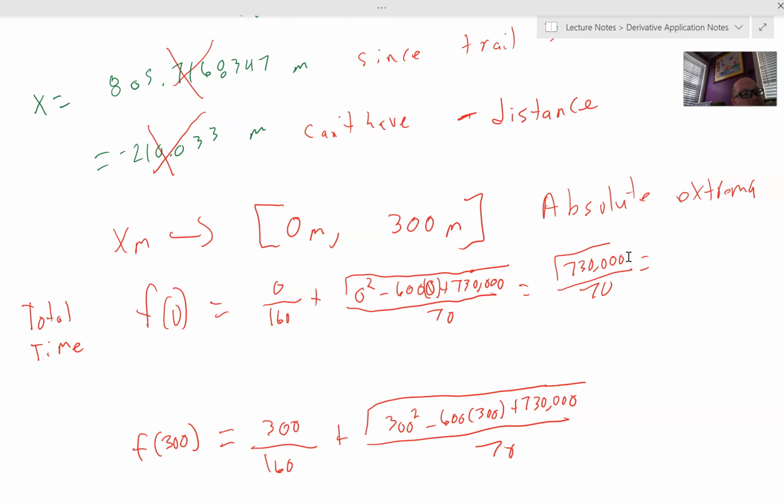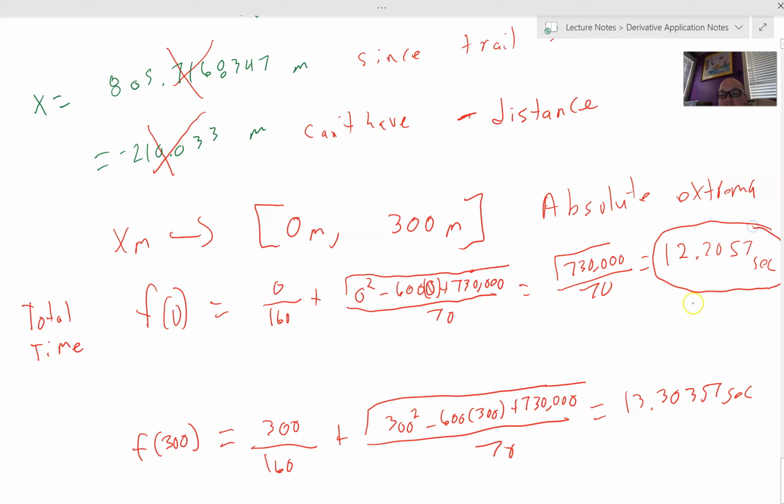Which would come out to be, all right, so the square root of 730, 1, 2, 3, divide by 70, that's 12.2057 seconds. And then for here, parentheses 300 over 160 plus the square root of 300 squared minus 600 times 300 plus... 13.30357 seconds. And so we wanted the minimum time. Well, the minimum is this 12.205 seconds.